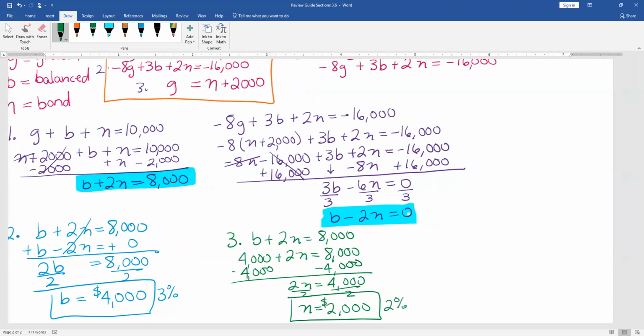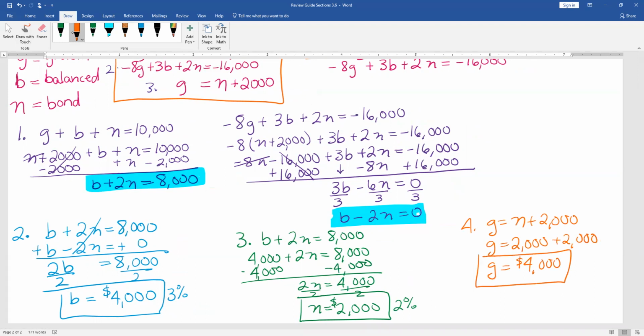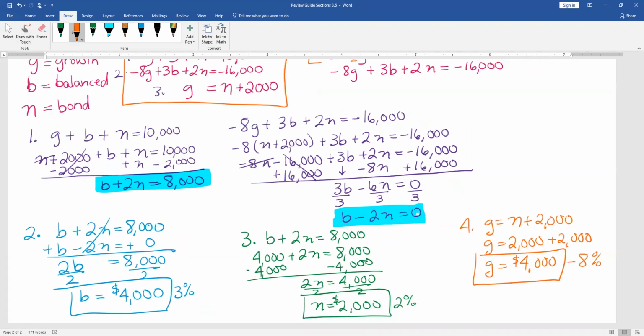All right, so the last one is g. So I'm going to use my equation from the original set, step 4, g equals n plus 2,000. So g equals 2,000 plus 2,000, g equals 4,000. And that is at a loss of negative 8%. All right, and we're done.